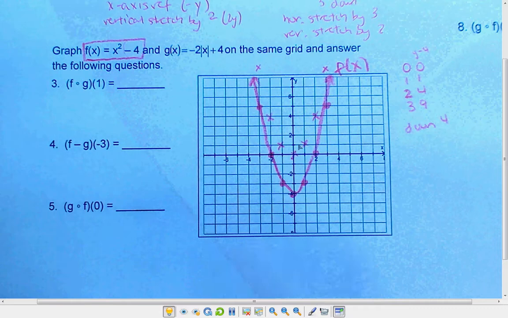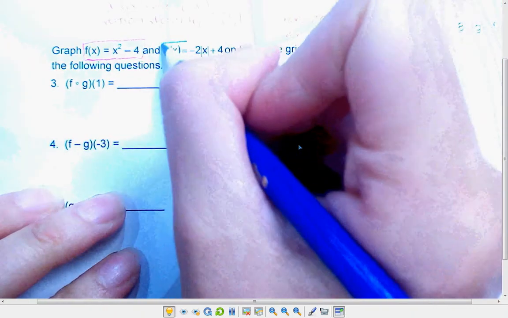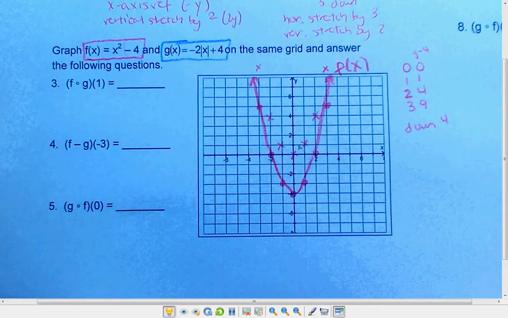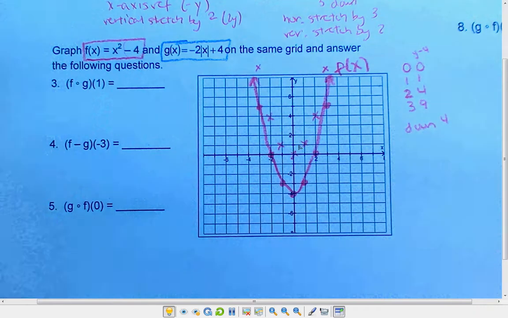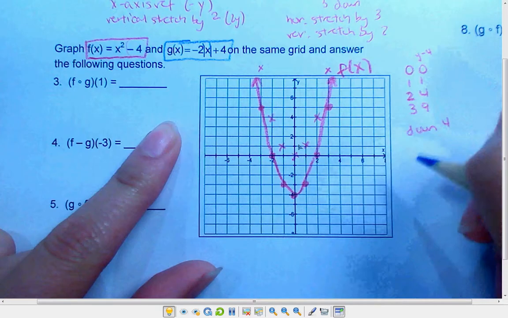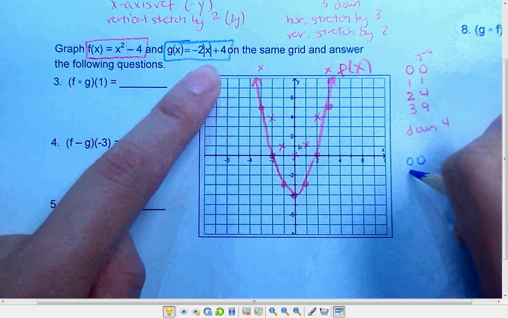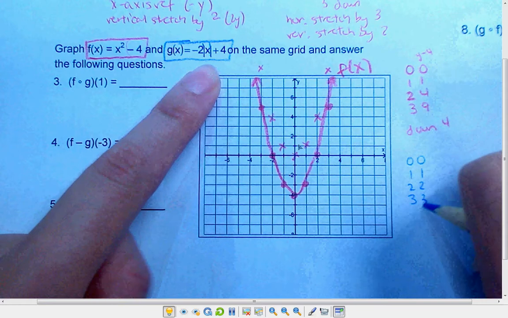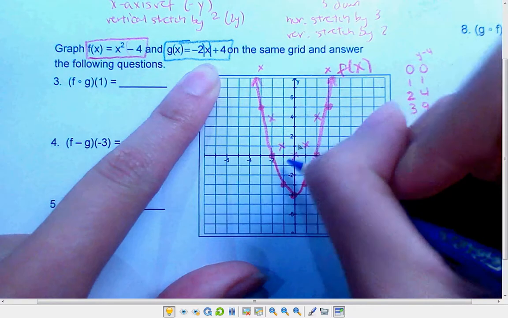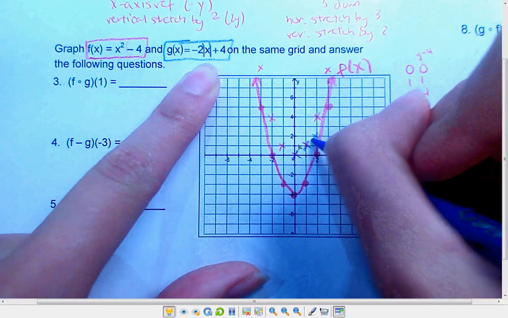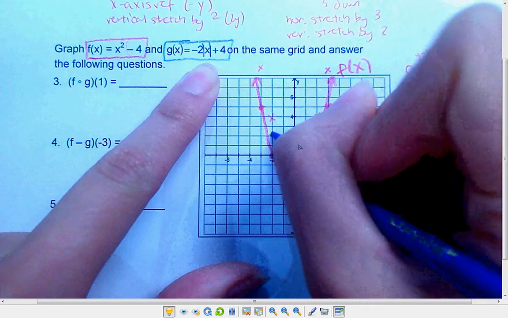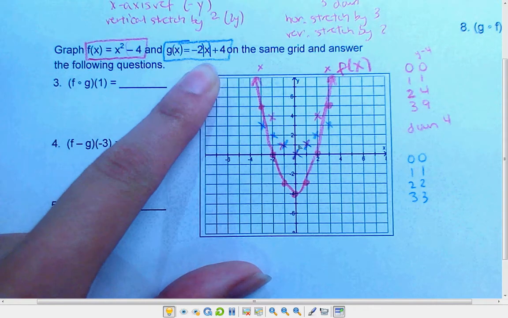Okay, so now we're going to do the same thing with g of x. I'm going to use a different color. So g of x, in this case, has a different parent function. These 2 lines right here tell you it's going to be absolute value, which is 0, 0, 1, 1, 2, 2, 3, 3. So again, my parent function. This is the v shape.